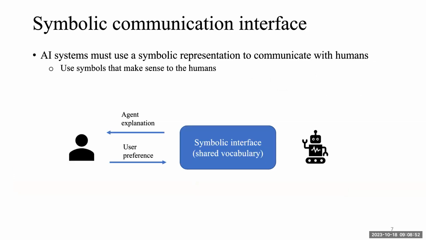Okay, so in this proposal, what we are advocating is that the human and the AI agent should communicate the way we humans do, that is over language. More specifically, over some symbolic representation, which makes sense to both the human and the agent. Consequently, we are saying that there should be a symbolic interface between the agent and the human, which consists of some shared vocabulary, and the communication should happen using this vocabulary.